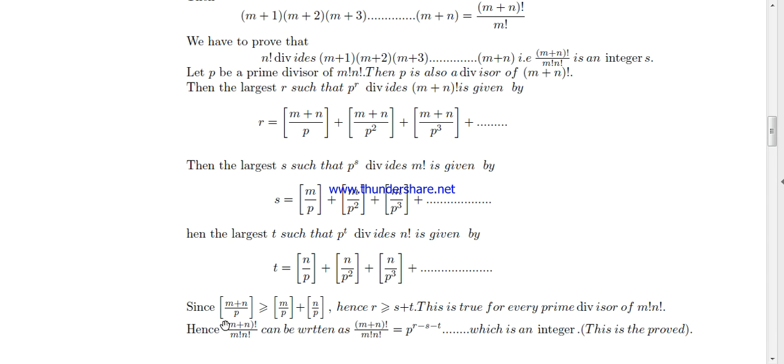p to the power r। তাহলে এই নাম্বারটাকে আমরা can be written as this equal to p to the power r minus s minus t। উপরে নিচে বিয়োগ করে। এখানে p to the power s plus t আছে, আর এখানে p to the power r আছে। বিয়োগ করলে ধরা হবে। এবার এখানে তাহলে যে সমস্ত প্রাইম ডিভাইজার আছে তার জন্য এটা এইভাবে লেখা যাবে, তাহলে it is an integer. This is the proof.